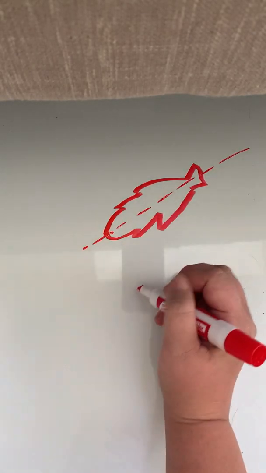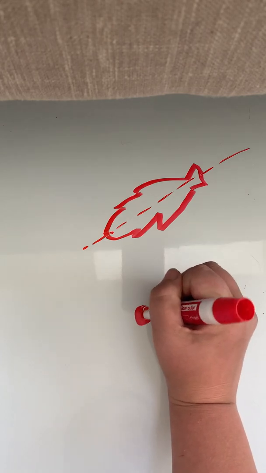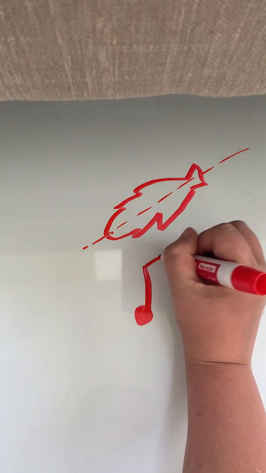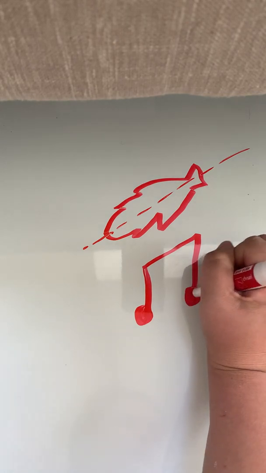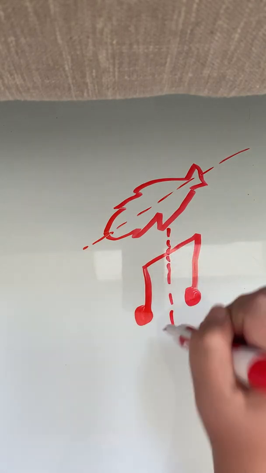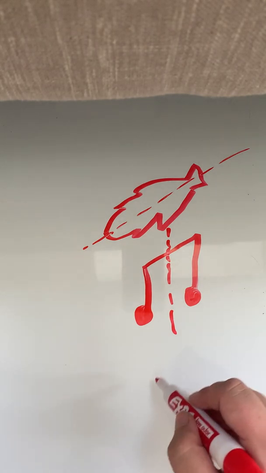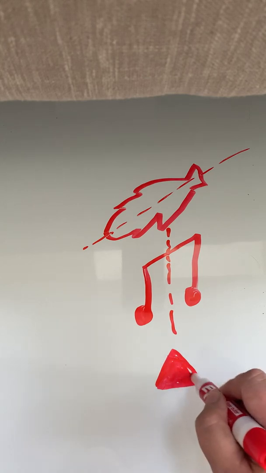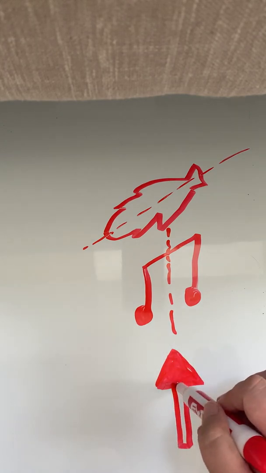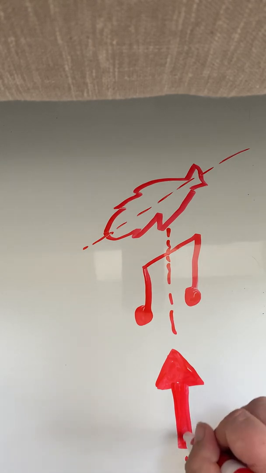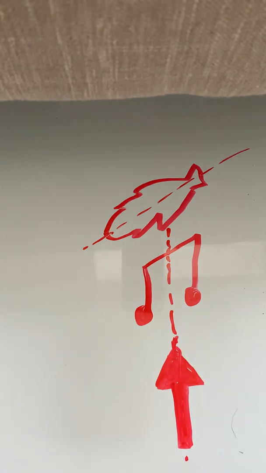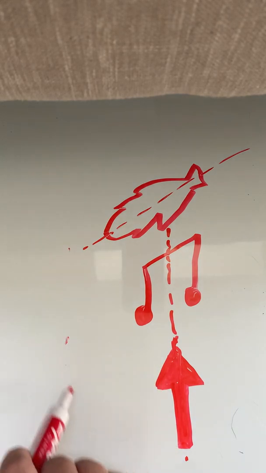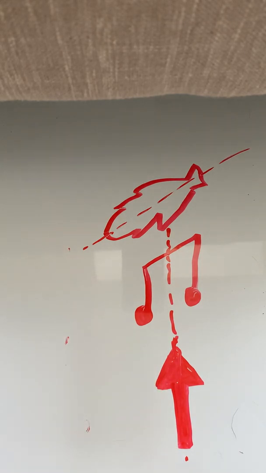Then you have a musical note, with a line of symmetry here, it says. And then you have an arrow pointing straight up, and you have a line of symmetry right down the middle. All right. Out of these three shapes, which shapes are symmetrical? Pause the video.